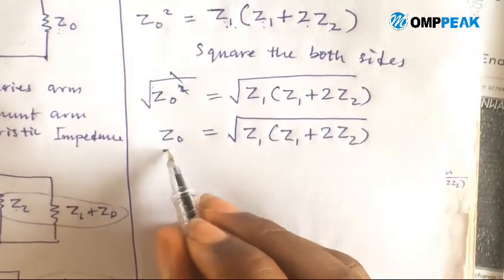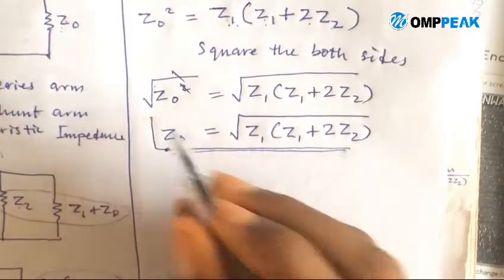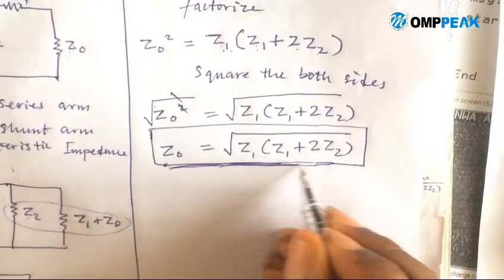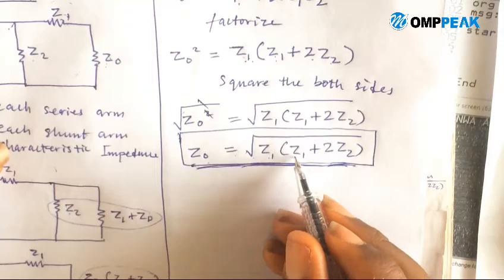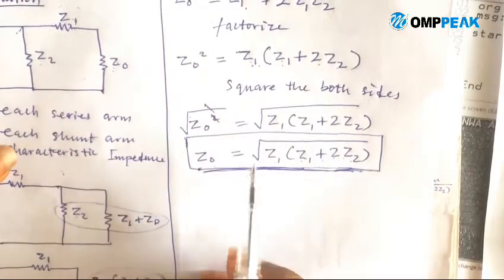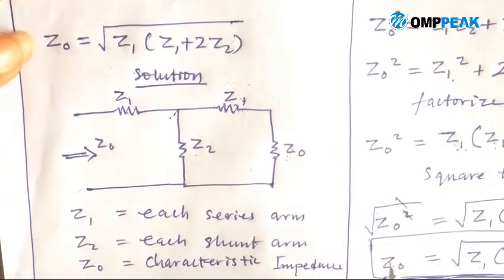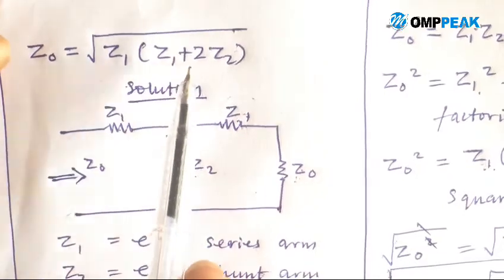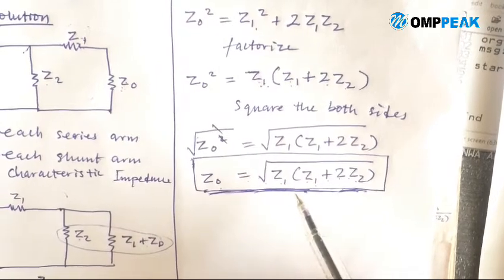So now this is what we've been looking for. This is the answer we've been looking for. So we've proved this. It says Z0 equal to root Z1 open bracket Z1 plus 2Z2. So it's the same thing as the first question we are to prove. We have Z0 equal to root Z1 open bracket Z1 plus 2Z2. So this is the formula for the characteristic impedance.